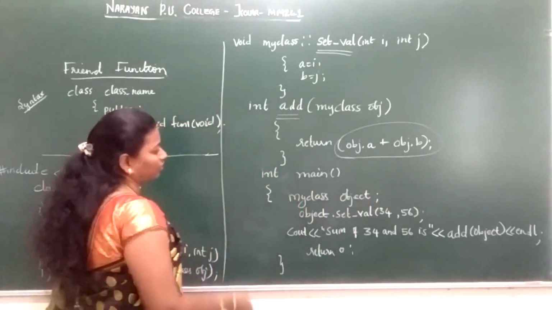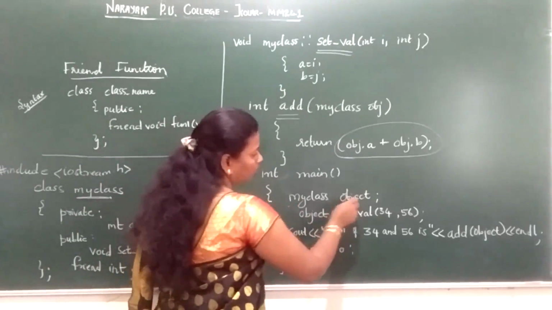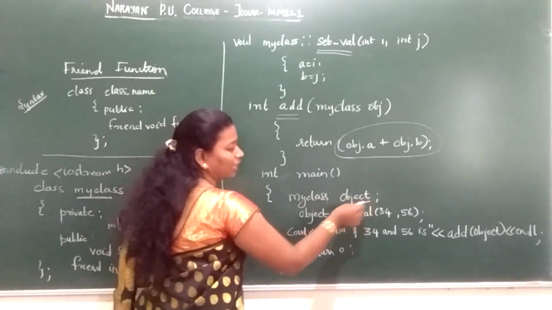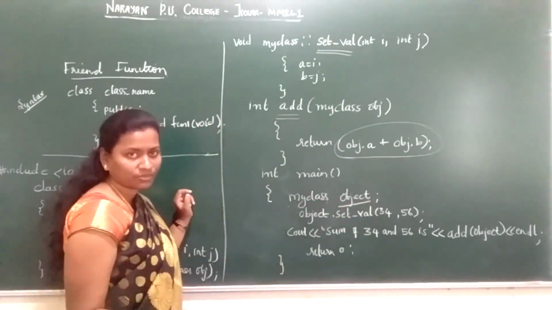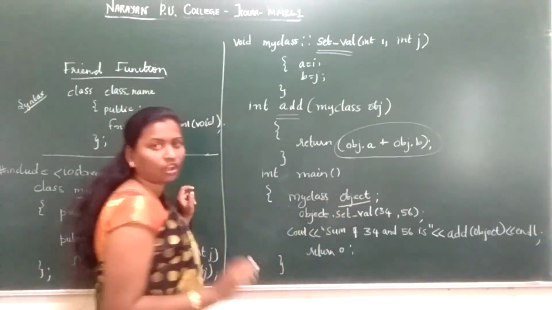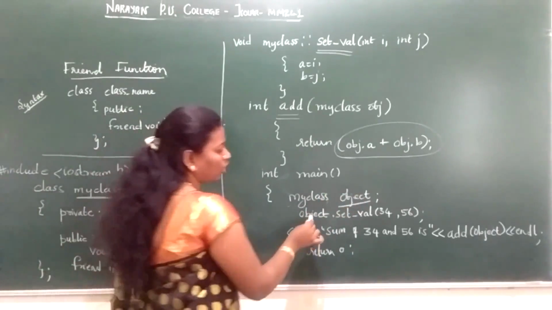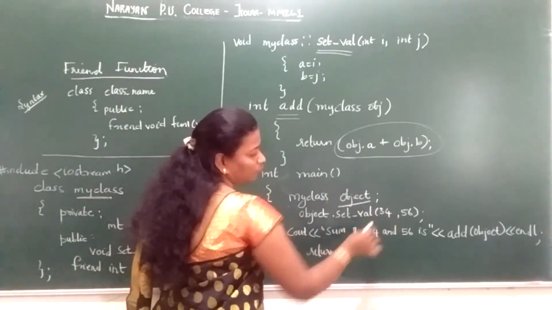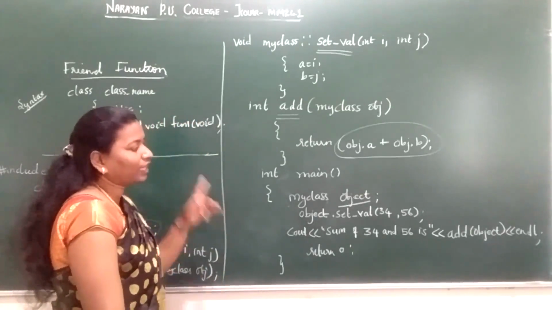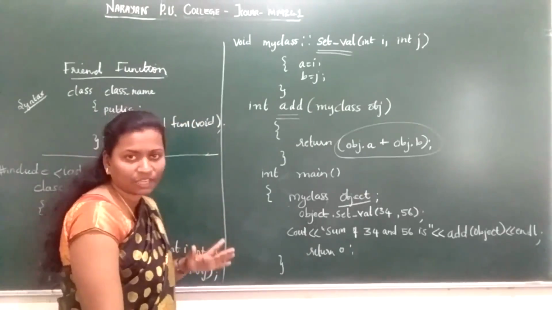Next, in the main function, I am going to create the object of my class. My class name is MyClass. I am going to create the object; the object name is object itself. Don't get confused. This is my class name, and this is my object. Now object dot setval. I am going to set the values 34 and 56. So a value is 34, b value is 56.